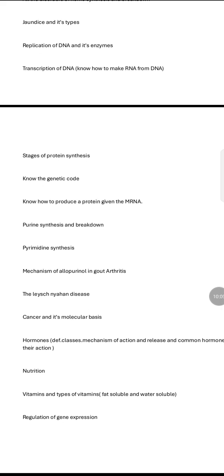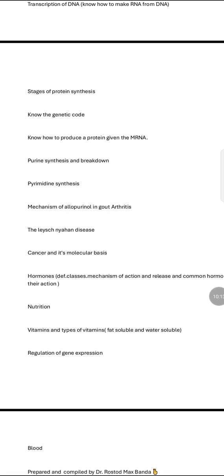And stages of protein synthesis. How are we going to get a protein from DNA? In the ribosome, we talk about protein synthesis. Know about the genetic code, okay? How to interpret the genetic code, how to produce a protein from the genetic code, okay? And also how to produce a protein from mRNA, okay?